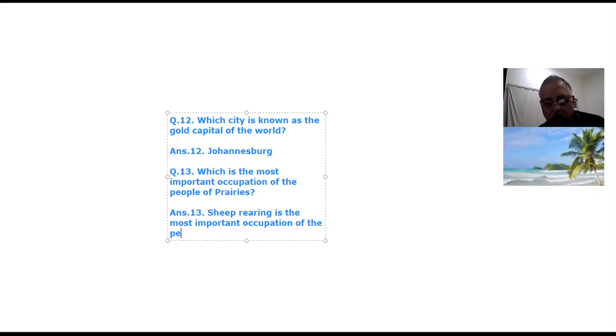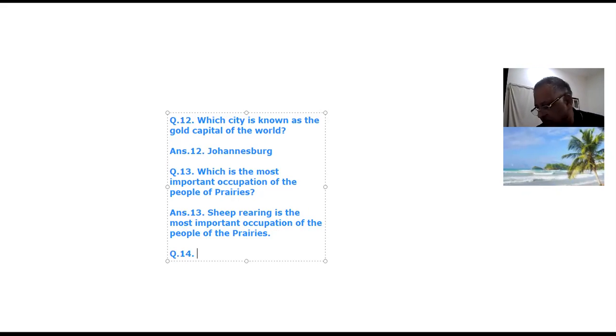There are so many things. So for wealth, sheep rearing. Sir, the main is dairy farming and only farming. Why did you raise your hand? Sheep rearing is for wealth. So sheep rearing is the most important occupation.